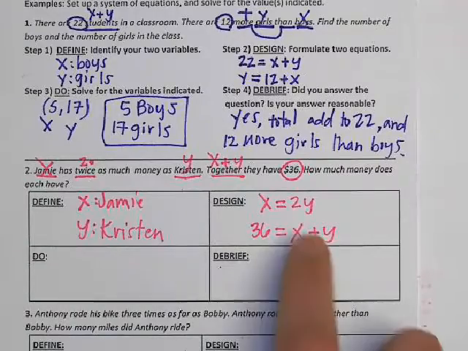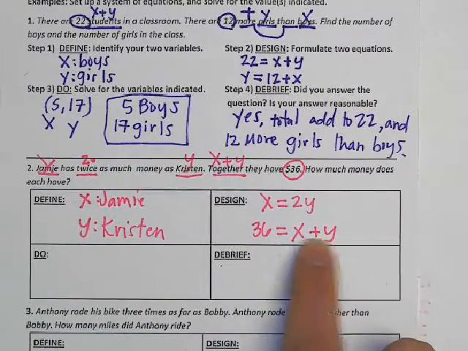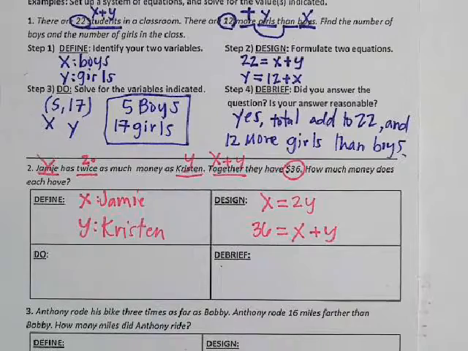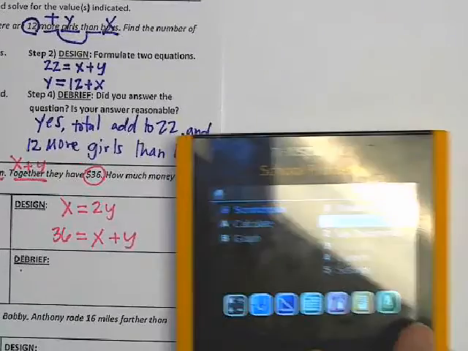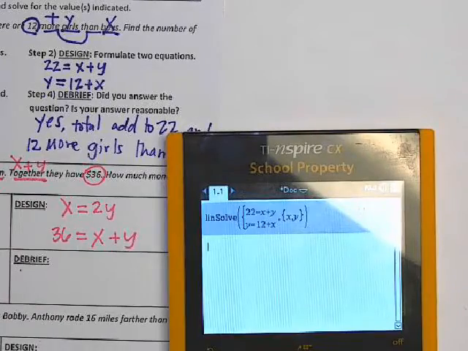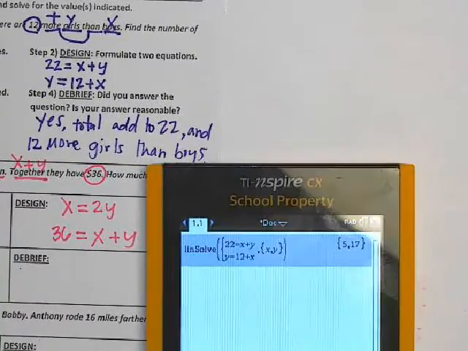Okay, does everybody understand why one is multiplying and one is adding? Okay? All right, so we're going to plug it in, and we're going to go find that ordered pair. So everybody should be in the calculator mode. Menu.